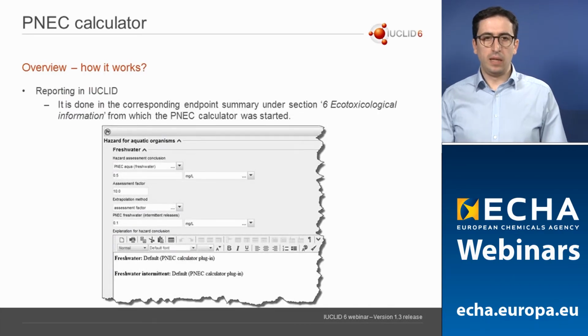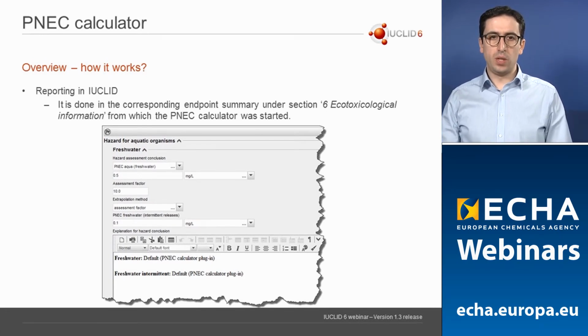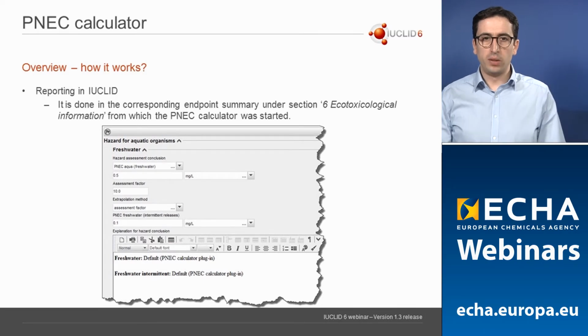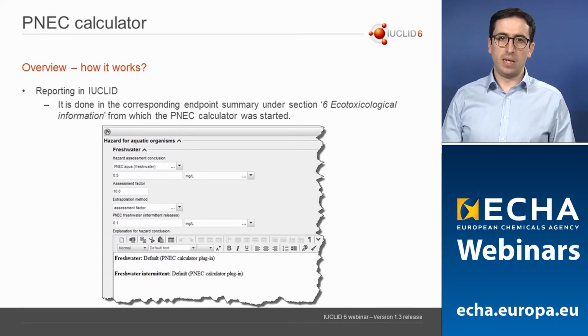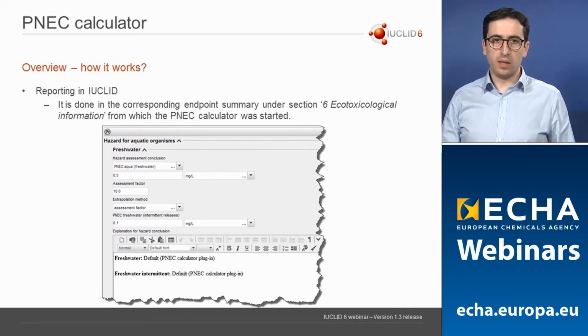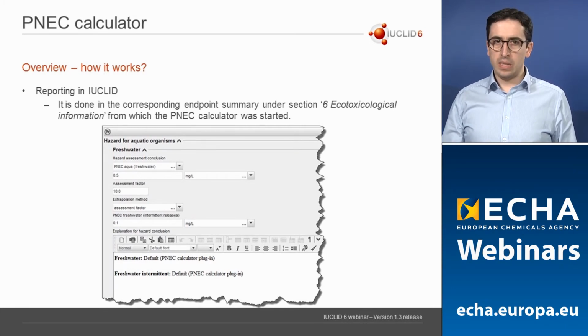And finally, all the PNECs calculated and the information used for this calculation process, as well as any justification provided by the user if there was any deviation from default, will be populated in the corresponding endpoint summary from which the PNEC calculator was started, under section 6, ecotoxicological information. And this is it about this new feature that we call PNEC calculator.